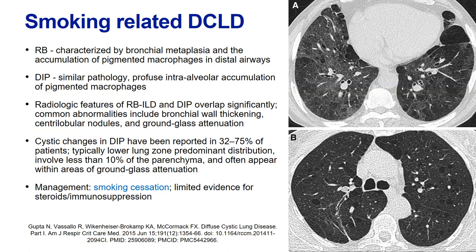Radiographically, again, they're quite similar. You'll see bronchial wall thickening, centrilobular nodules, ground glass attenuation. But with DIP, the cystic changes are typically more lower lung zone predominant, and involve less than 10% of the parenchyma, and often again will have that ground glass attenuation surrounding it. In terms of your management, again, you're going to really counsel them, please quit smoking. There is some evidence, though limited, for the use of steroids and immunosuppressive agents, but there are no guidelines for that.